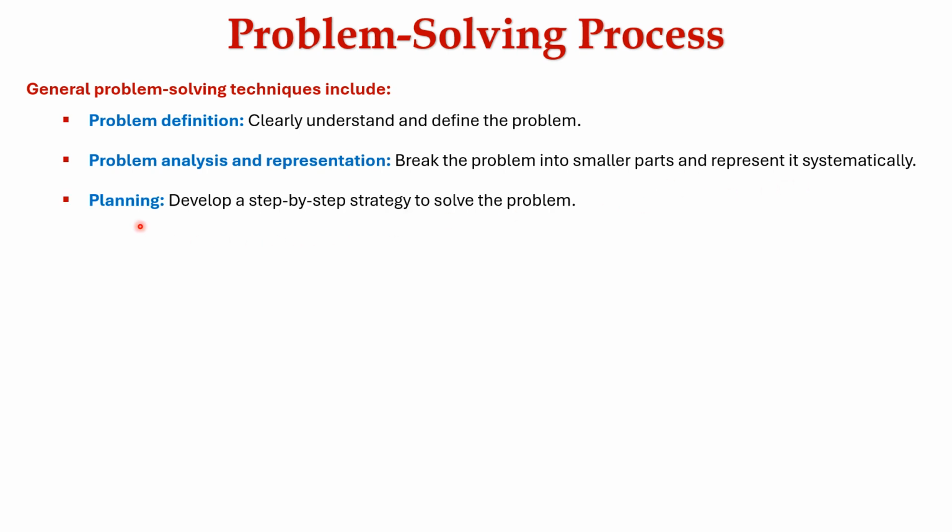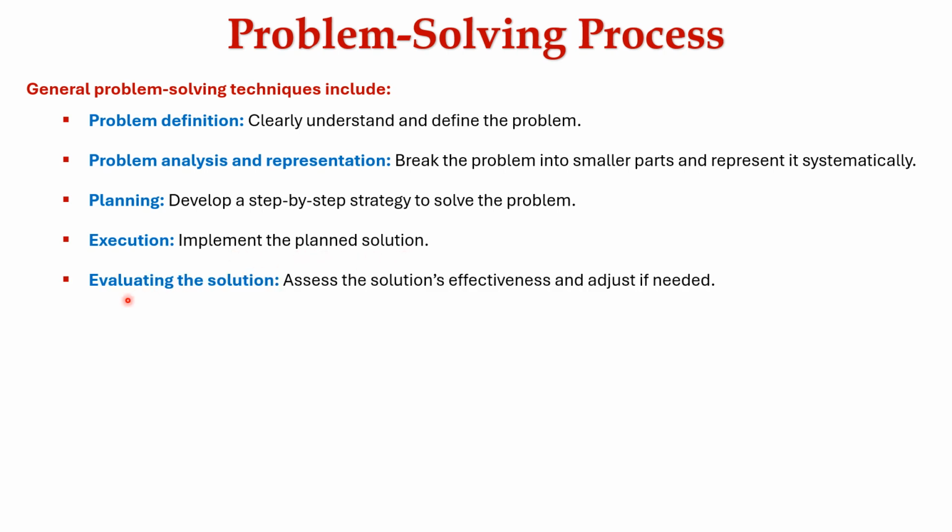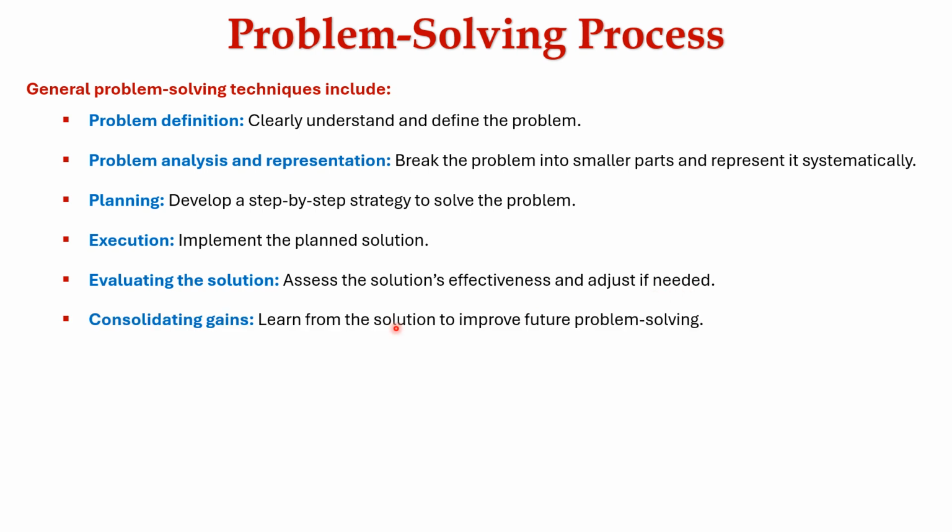Next, planning. We need to develop a step-by-step strategy to solve the problem. Next, execution. We need to implement the planned solution. Next, evaluating the solution. So we need to assess the solution's effectiveness and adjust if required, which means if we have not reached the goal state, we can adjust the solution based on the evaluation. Next, consolidating the gains. So we need to learn from the solution so as to improve the future problem solving process.